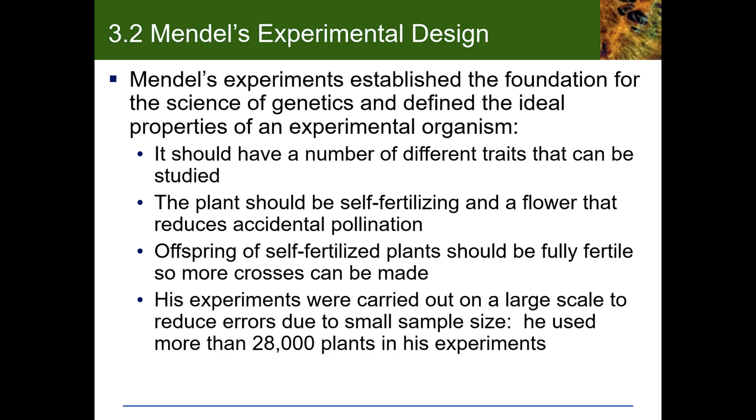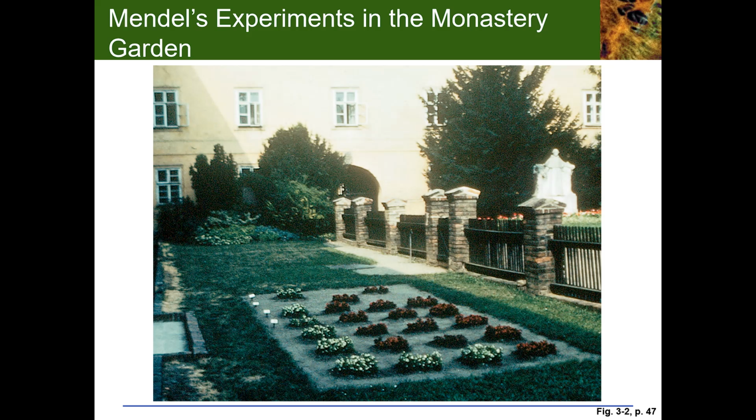Mendel's experiments established the foundation for the science of genetics and defined the ideal properties of an experimental organism. These were that it should have a number of different traits that can be studied, that the plant should be self-fertilizing and have a flower that reduces accidental pollination, offspring of the self-fertilized plant should be fully fertile so more crosses can be made, and that you have a large sample size. He used more than 28,000 plants in his experiments. There's a little picture, modern day, of his garden where he did some of his gardening at the monastery in Austria.